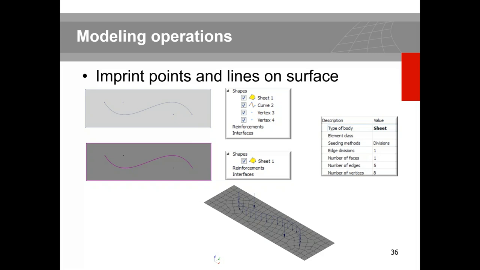So you see that, for instance, if we start, we have four shapes: the sheet, the curve line and two points, which are four different entities. After imprinting these two points and this curve into the sheet, it's only one entity, but still you are able to select these two points and this curve. So it allows you to define boundary condition or load on this specific area.